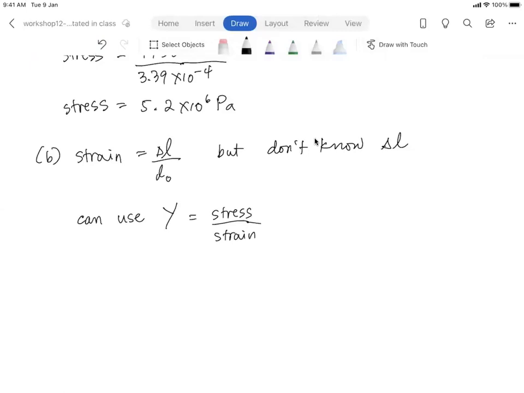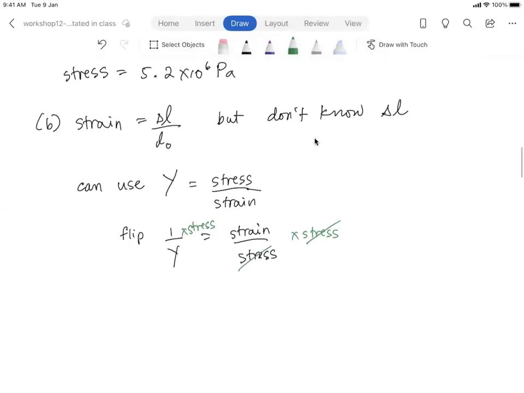We already know the stress from the previous question. The Young's modulus is given, so all we have to do is rearrange this equation to isolate strain. If I flip the equation, I have 1 over Y on one side, and strain over stress on the other side. I multiply both sides with stress. That gets rid of stress on the right hand side, and therefore the equation is strain is equal to stress divided by the Young's modulus.